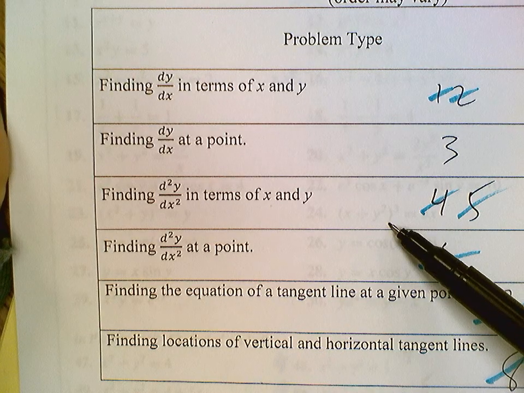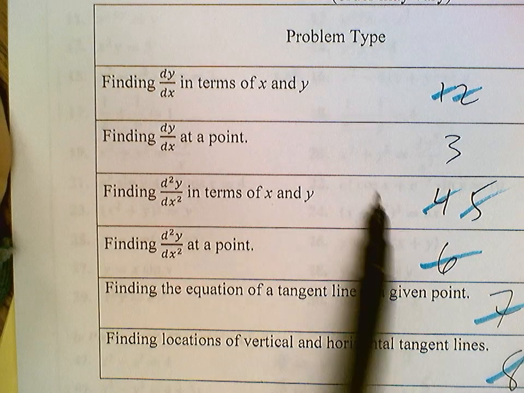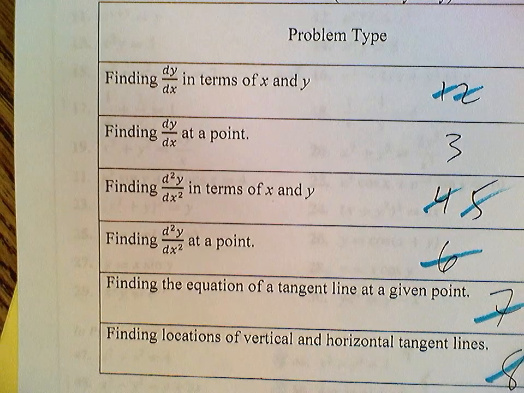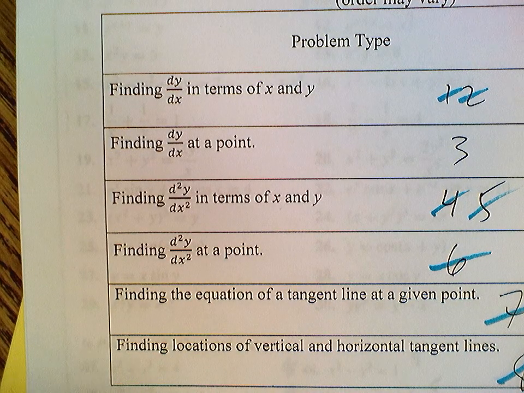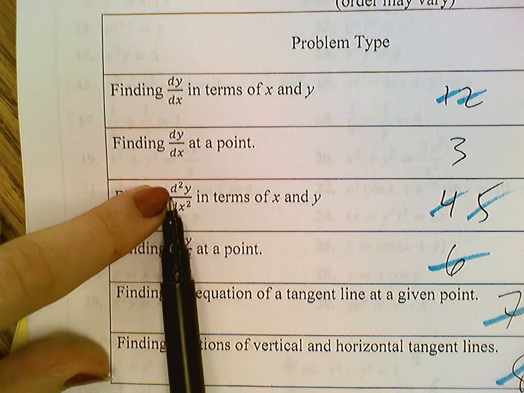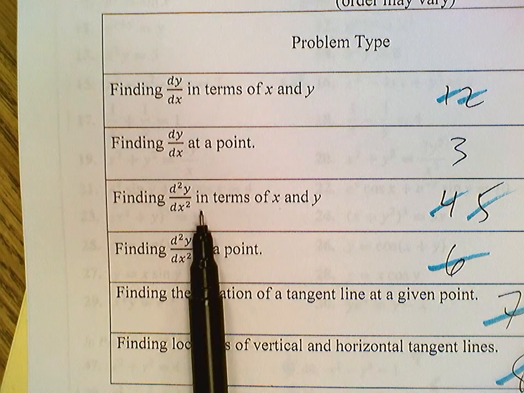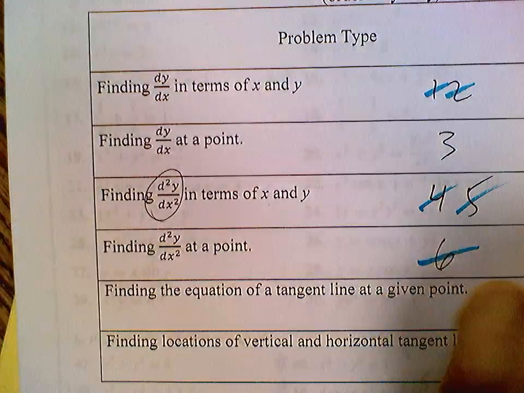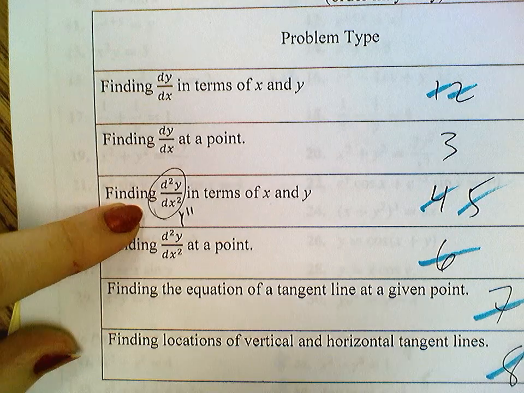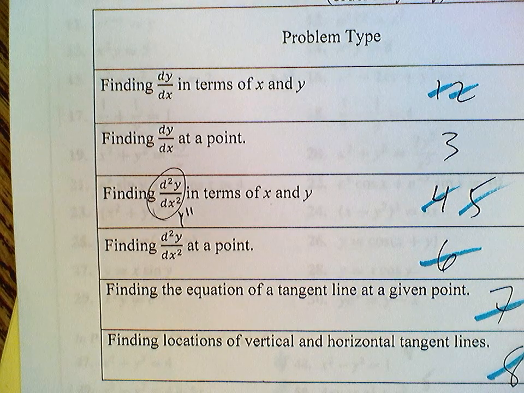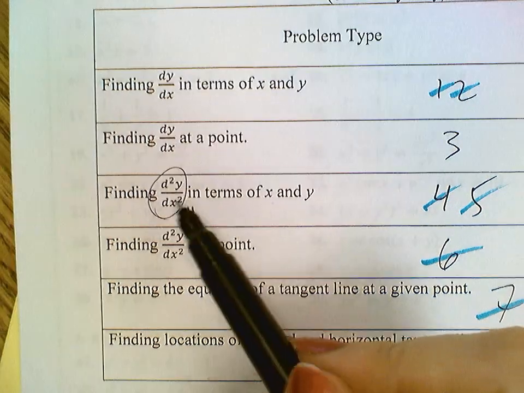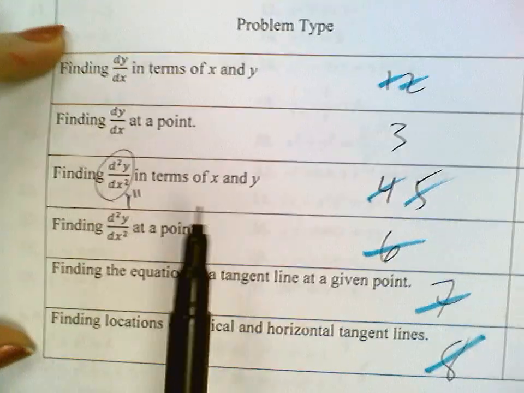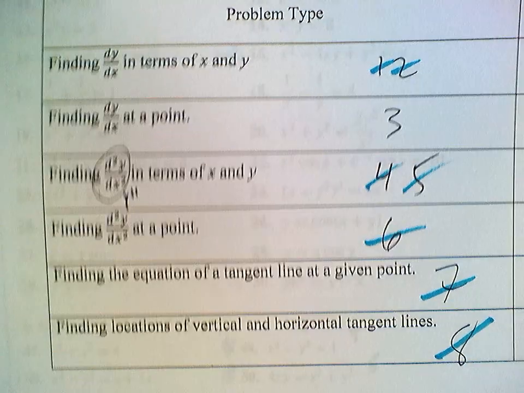Now we'll see this type of problem. Finding this is really hard to even say: d squared y over dx squared. You don't have to read it like that. You just read y double prime, or the second derivative of y with respect to x. But this is Leibniz notation for the second derivative. So you're going to be asked to do 2 of these types.